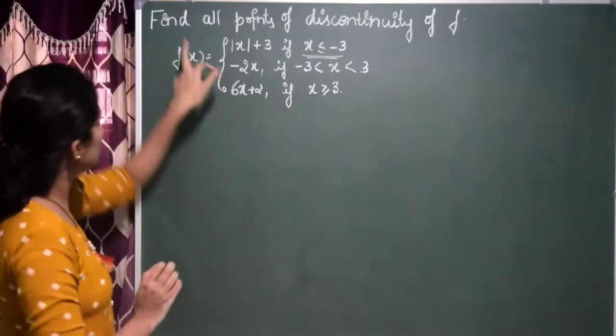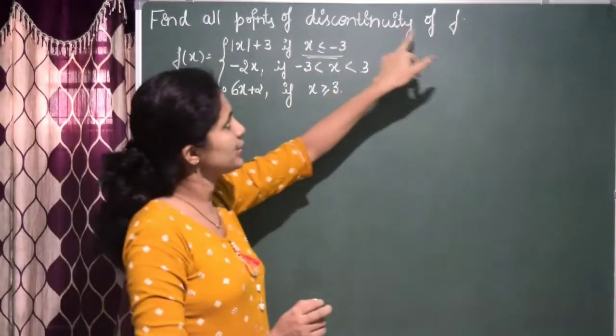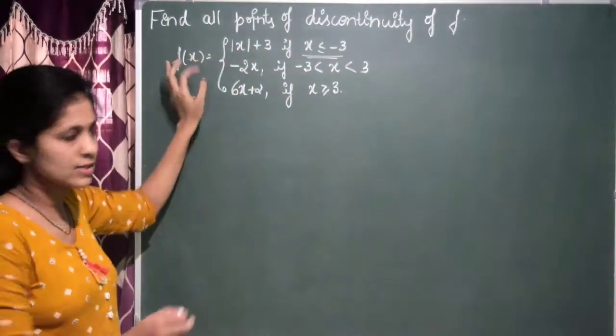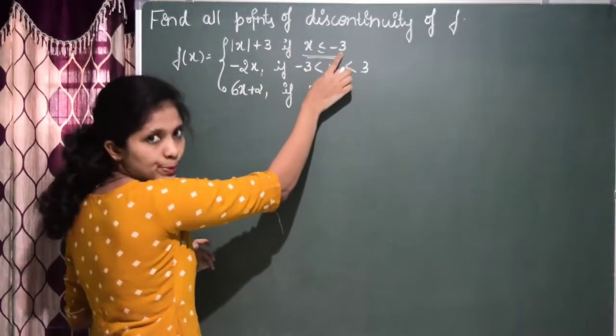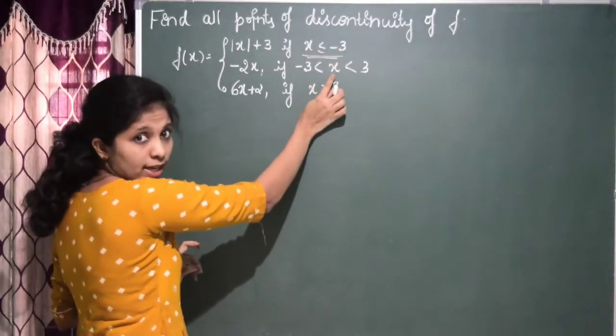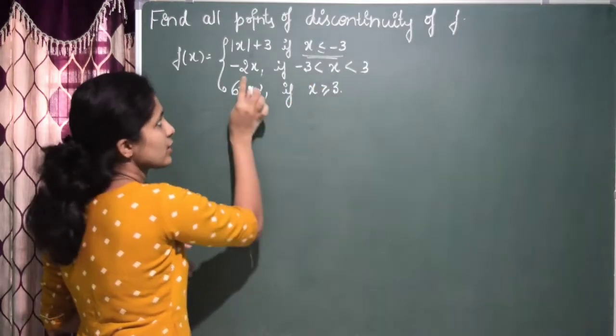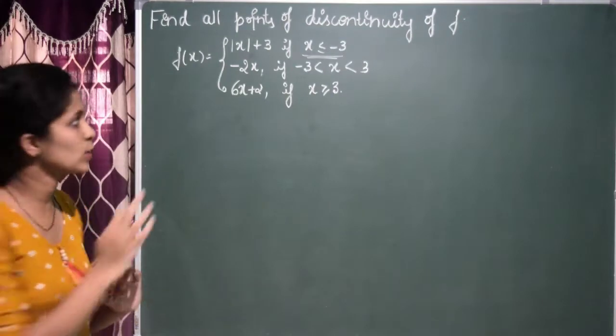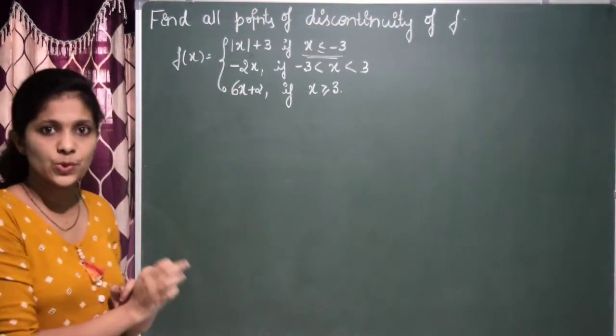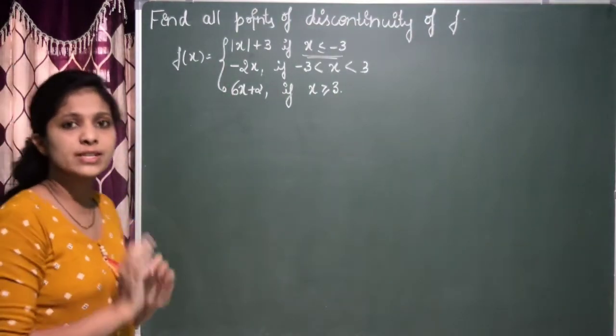So the next problem: find all points of discontinuity of f, where the function is defined as mod x plus 3 if the value of x is less than or equal to minus 3, and if the value of x is between minus 3 and 3, the function is minus 2x, and if the value of x is greater than or equal to 3, then the function will be 6x plus 2. Now we have to check where the function is discontinuous.